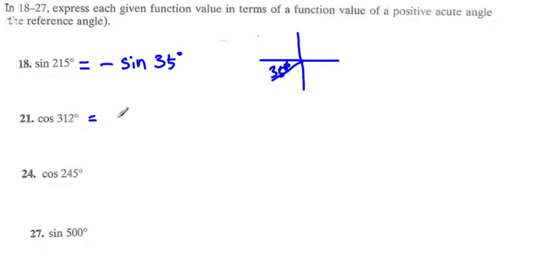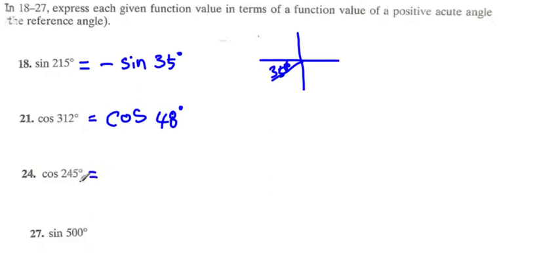Cosine 312 degrees, that's on the fourth quadrant. On the fourth quadrant, cosine is still positive, so we're going to have simply cosine of. Now, reference angle here becomes 360 minus 312, which becomes 48 degrees. So that becomes our answer.